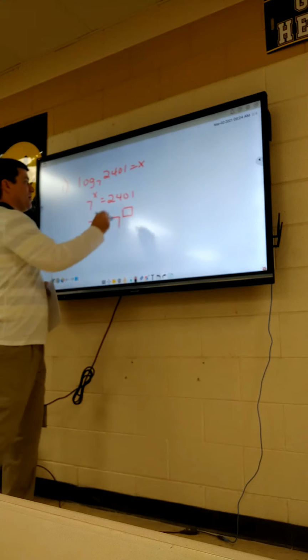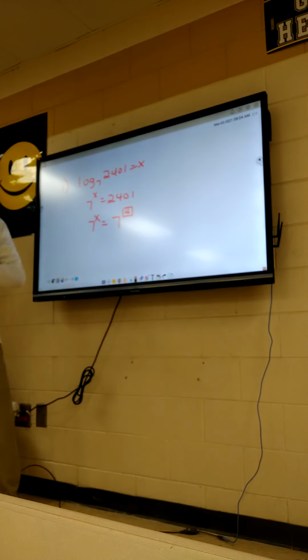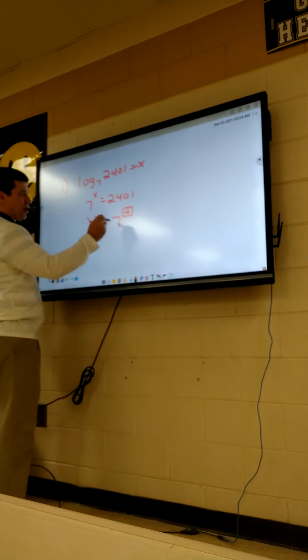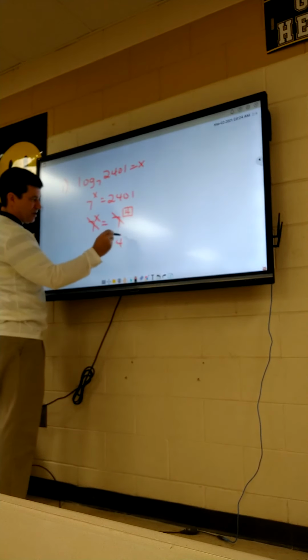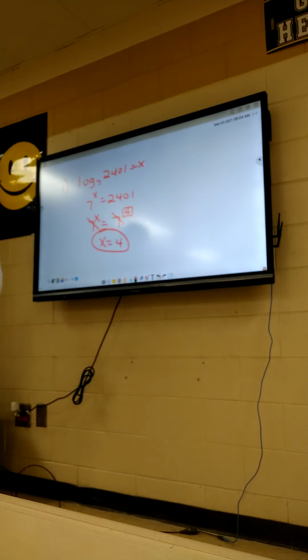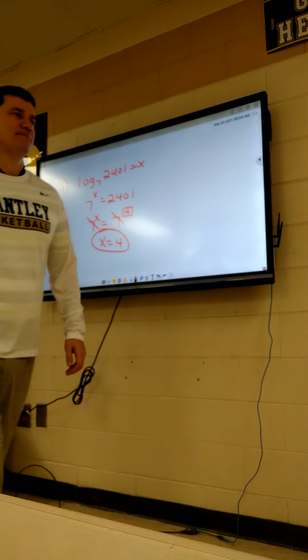7 to the 4th? There is no way other than you guys using your calculator, you're going to be able to figure that out, and just trying numbers. Who needs a calculator? I need a paper. Yes, you do. Anybody else need a calculator? You got a calculator? Yep, so the answer is just x equals 4. Now, guys, that's about as easy of a problem as you can have on the test Thursday. All right, anybody got a question on that one?